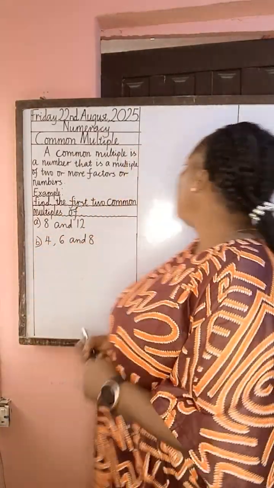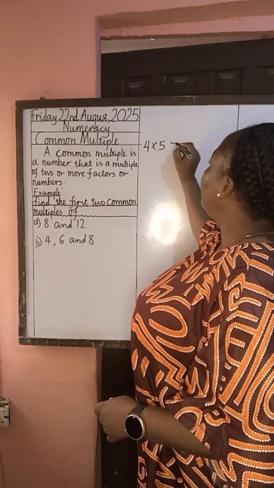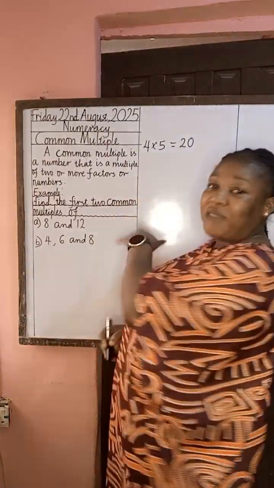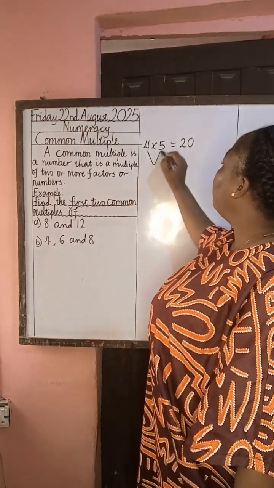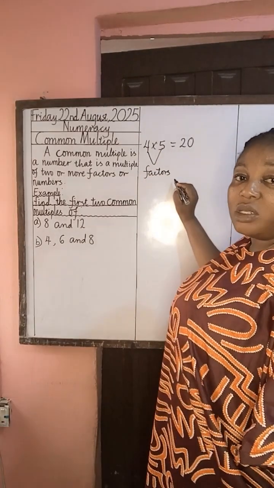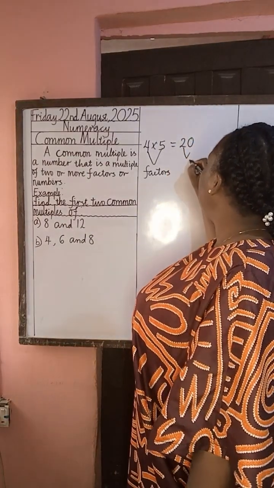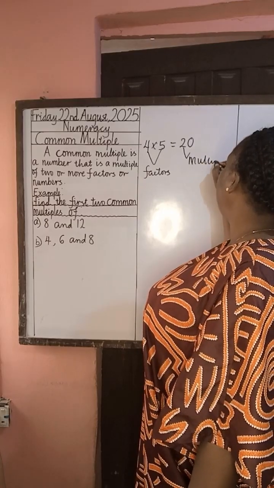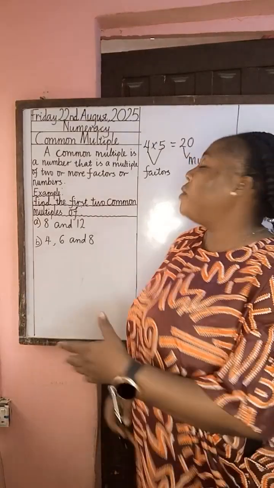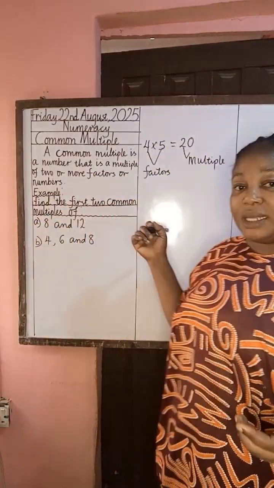Let's say, for example, we have 4 times 5. 4 times 5 is going to give us 20. When we multiply 4 by 5, we have 20. Now 4 and 5 are both factors of 20, while 20 is the multiple. So when we multiply two factors together, we have 20.